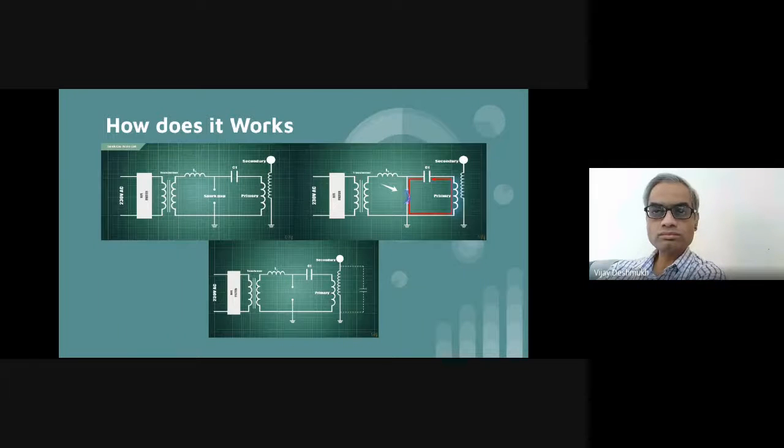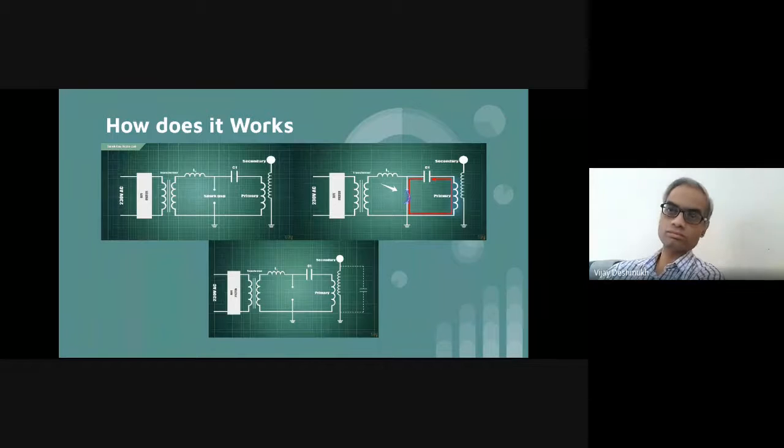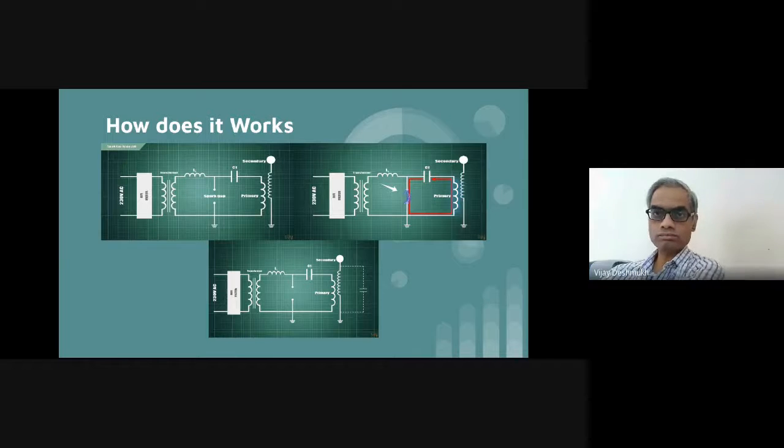The primary coil is charged and the current charges are passed to the secondary coil. In the third image you can see the secondary coil creates a loop. This loop is an open loop, which is the range by which we can charge any object.